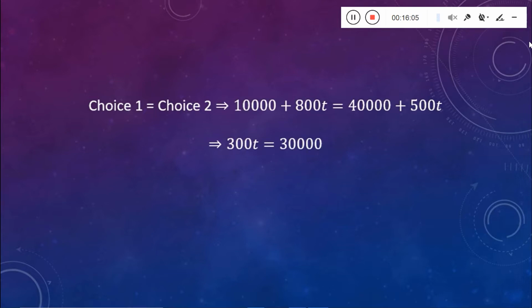Last step, divide both sides by that 300. And if you plug it into your calculator, if you're not sure, 30,000 divided by 300 is going to give us 100 months. So given the information in this problem, after 100 months, it doesn't matter which choice you made, you will have paid out the same sum of money to pay off this house.